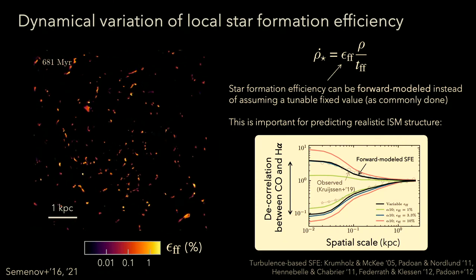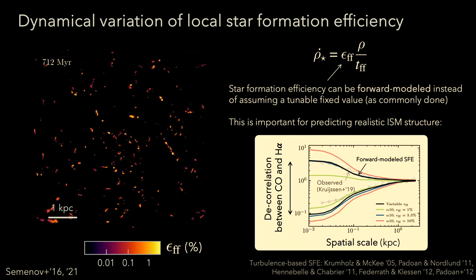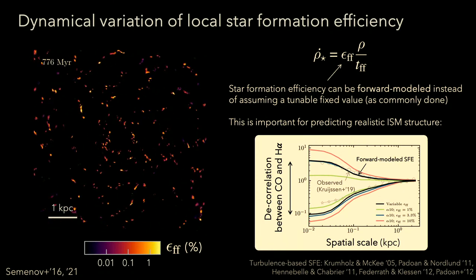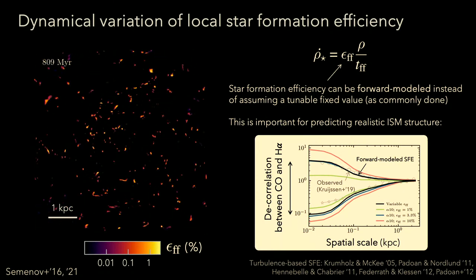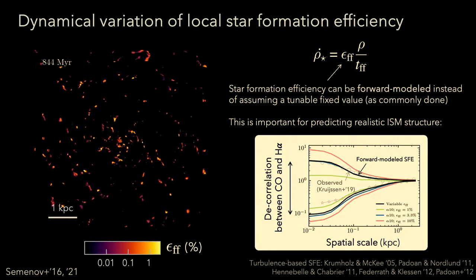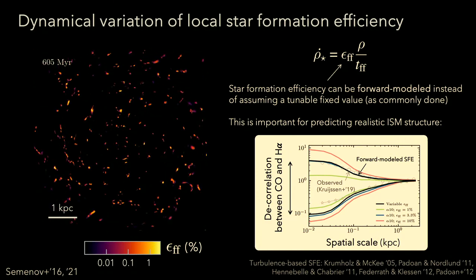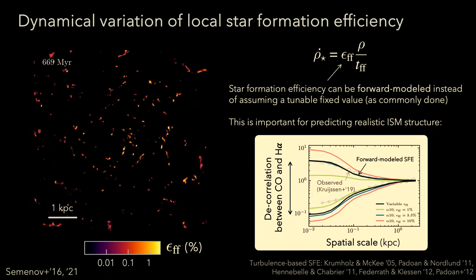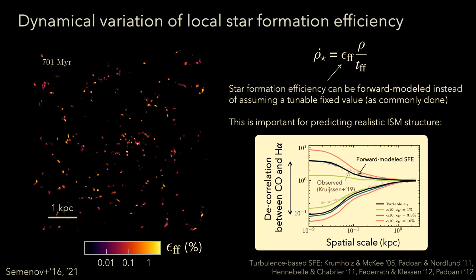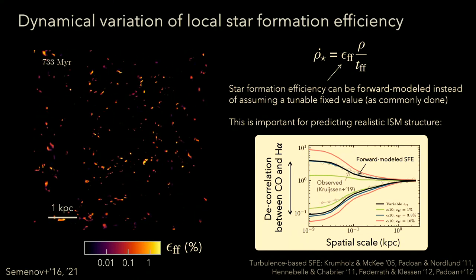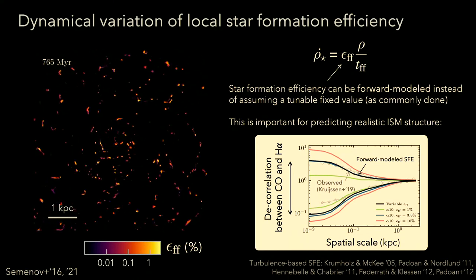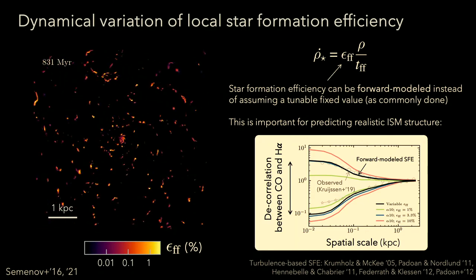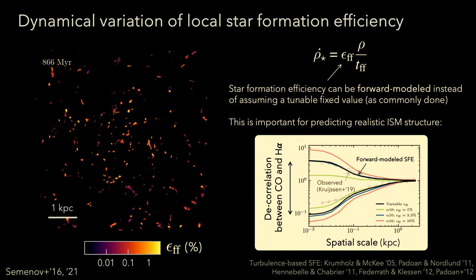getting ISM structure realistically. I'll not go into details, but for example, things like decorrelations between CO and H alpha, which is now observed in galaxies on small scales, will be really sensitive to what we assume about star formation efficiency. And the models where the star formation efficiency is forward modeled can produce realistic structure. This movie, by the way, shows how efficiency changes both in space and time in this case. So this is one example.